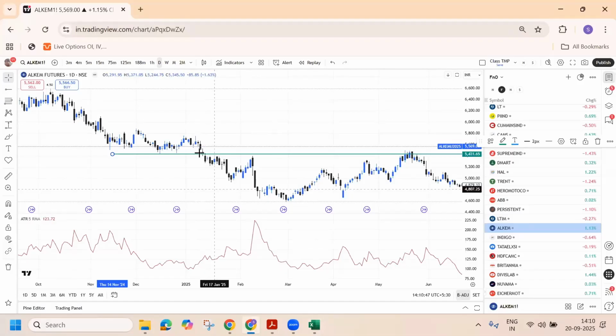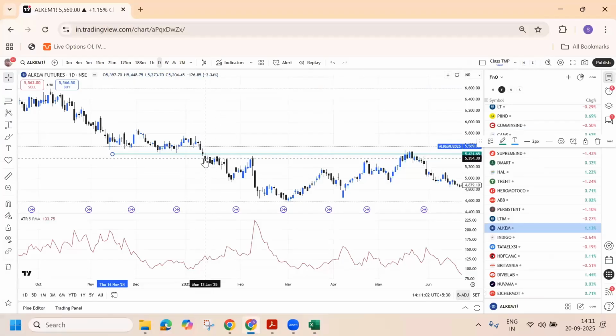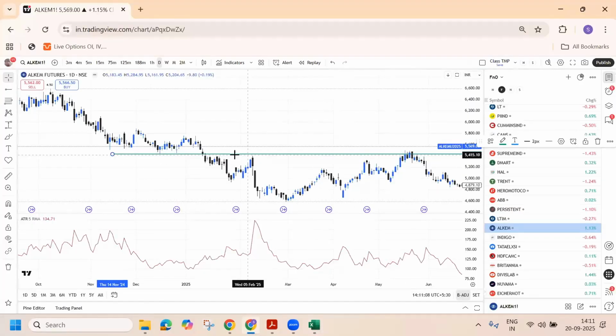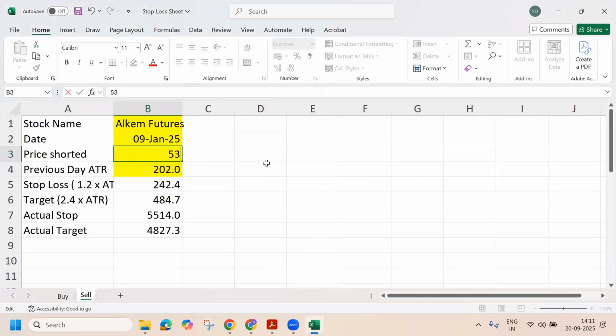What is the date? 9 January 2025. What is the price? 5380. Perfect. This is 5380.